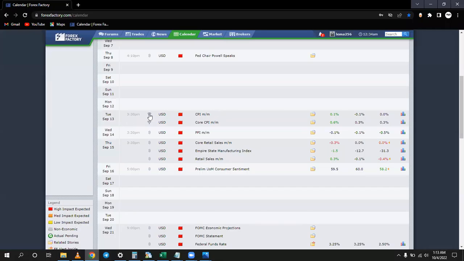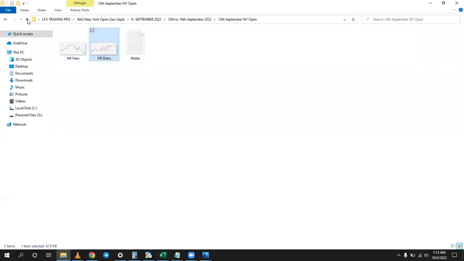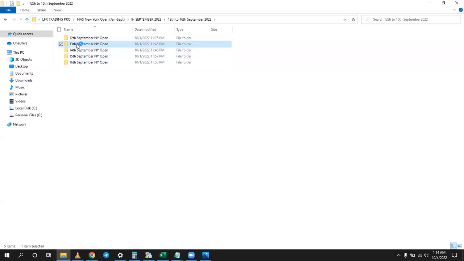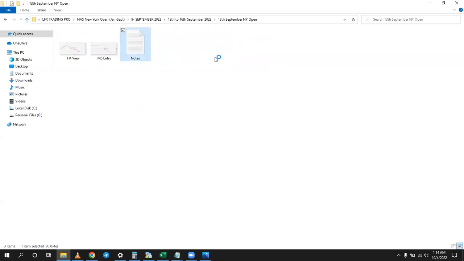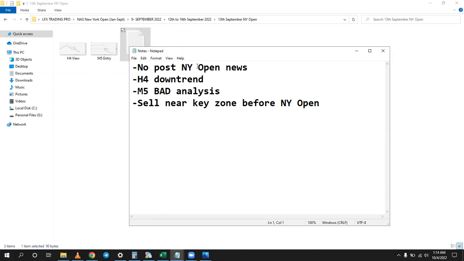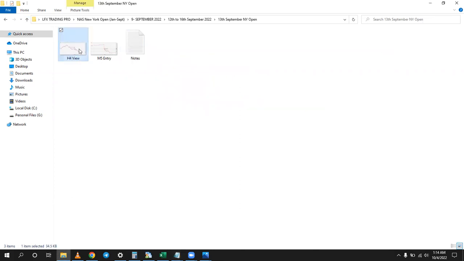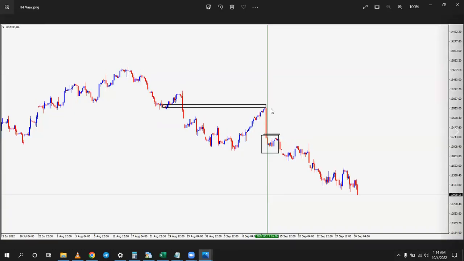Now on the 13th, we had a CPI news, but CPI news was before the session open, so meaning we could trade the open. So let me get the folder. 13th of September, the notes. Yes, we had no post New York open news. So now the edge, we had a downtrend. Let me see. Yeah, so now you can see what CPI did. CPI pushed price down.